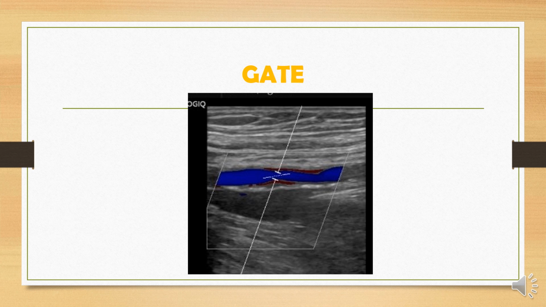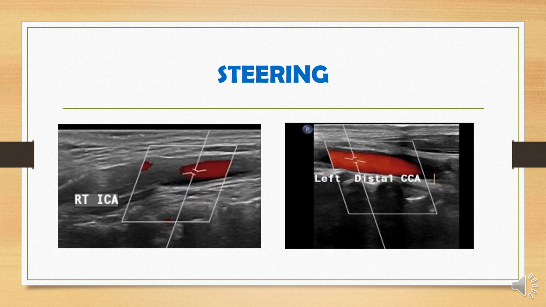So when you put on the PW key, that is pulse wave Doppler, on your machine, a gate will appear on your screen. The gate should be put in the center of the vessel, and the size of the gate should be according to the size of the artery concerned. Another very important point is steering.